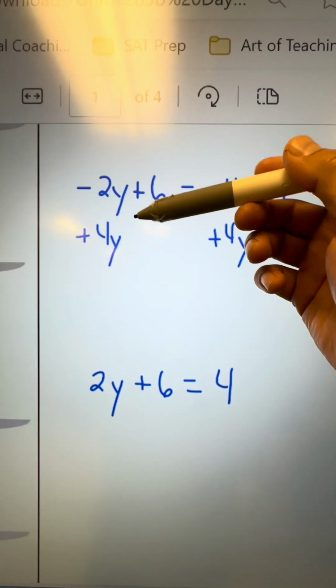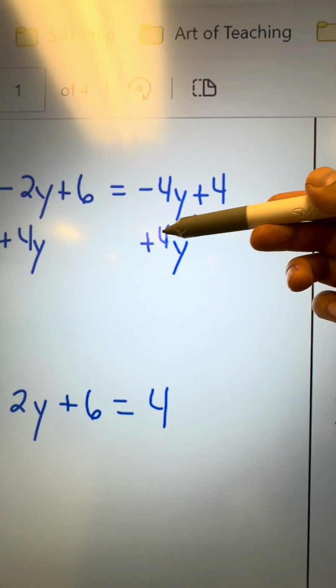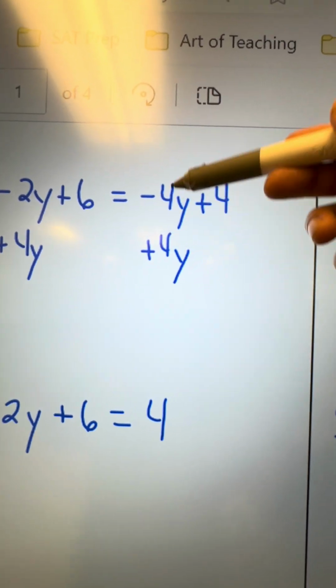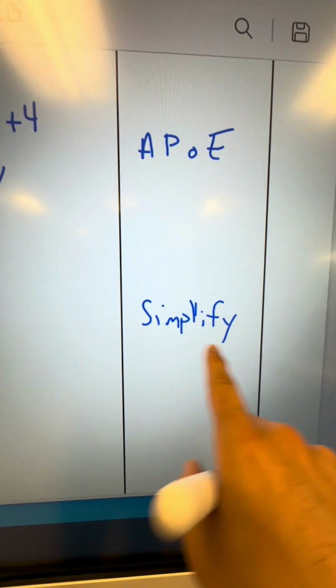And notice, algebraically, you can see when we do 4 minus 2, that's 2. And when we combine 4 positives and 4 negatives, when we add opposites, they cancel each other out, and you can see we're left with just 4. And again, the reason was simplify.